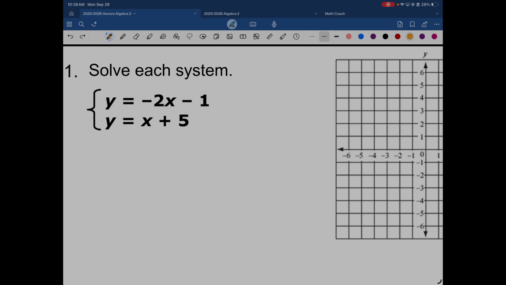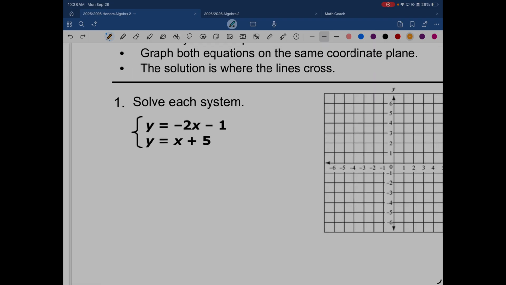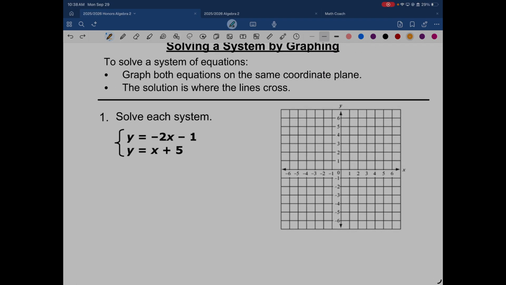Let's look at another example. Let's go with y is equal to negative 2x minus 1, and y is equal to x plus 5. To solve this system, we're going to do 2 steps. We're going to graph both equations on the same coordinate plane, and the solution is going to be where those lines cross. If they cross. They might not. They don't have to.